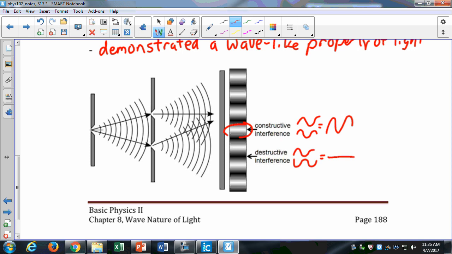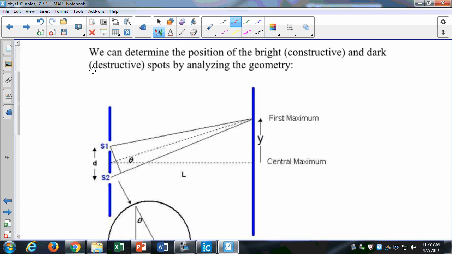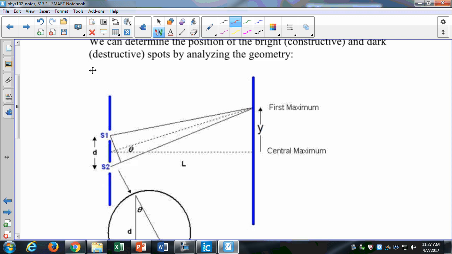This is largely due to different distances that they travel, and we'll derive that. I'll show you how that comes about. So it's actually not that difficult to look at how we derive this geometrically. I have two slits. They're separated by a distance d. That'll be one of our variables, actually.